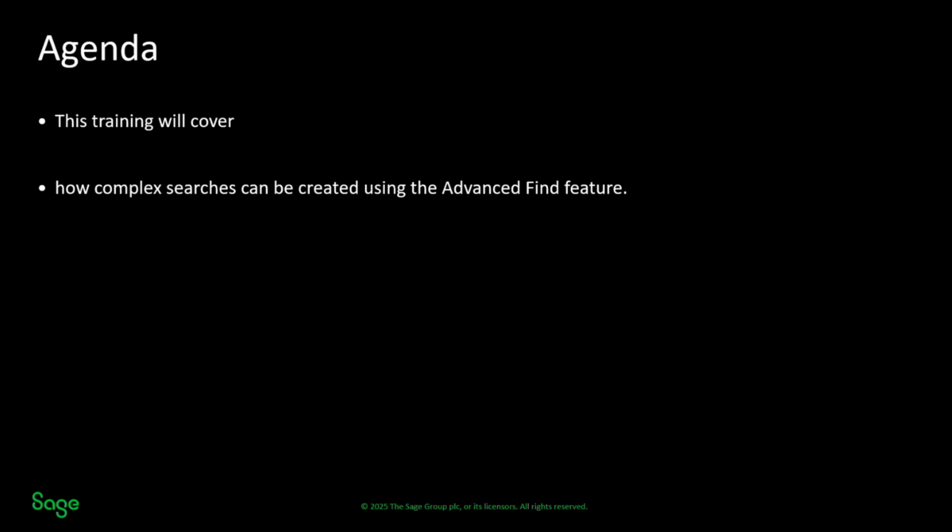Now, this lesson looks at Advanced Find. It's one of Sage CRM's most powerful tools. Unlike the previous lesson in which we were looking at the find screens, Advanced Find allows users to build more nuanced queries using multiple conditions. You can use it to explore related data, apply nested logic, generate dynamic lists and reports.